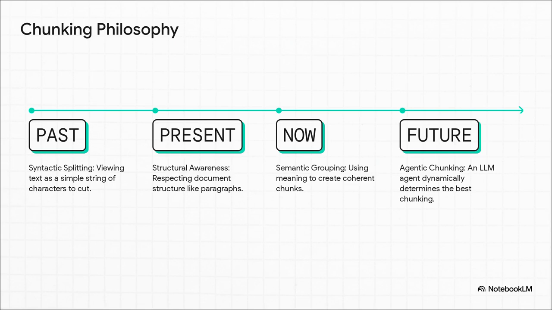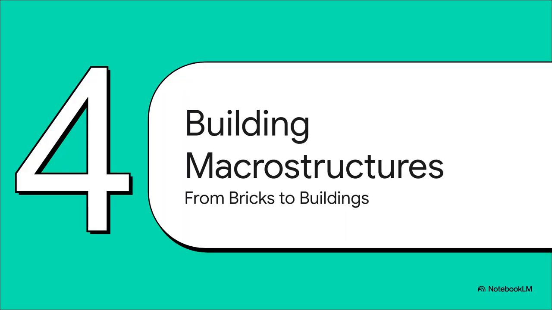This timeline really drives home that philosophical shift, doesn't it? We went from treating our data like it was just a long string of text to be sliced and diced to seeing it as a rich landscape of meaning that needs to be carefully and intelligently mapped out. And the future, it gets even wilder. People are talking about agentic chunking now, where you'd have an AI agent that looks at your content and dynamically figures out the absolute best way to structure it. Pretty cool stuff.